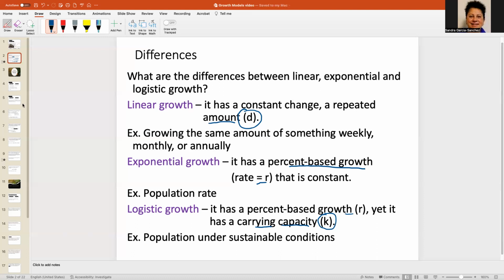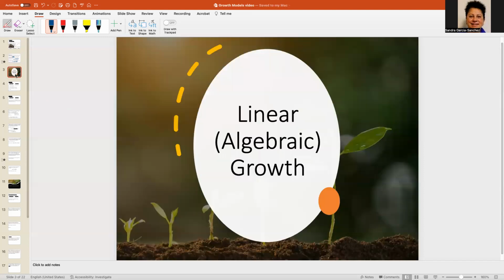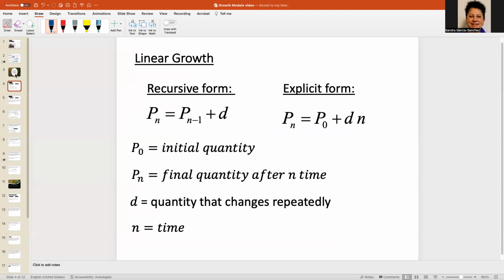Now, let's review some examples of each of them. Let's start with the linear growth. Remember that for the linear growth, we have the recursive form and the explicit form. Most of the students ask me how they can identify the difference between the recursive form and the explicit form. I always tell them, in the recursive form, you're going to find P sub 1 and P sub 2 only. It is a form where you have P sub n minus 1, and it's used mostly to find 1 or 2 years or 1 or 2 months, or just a couple of cycles.